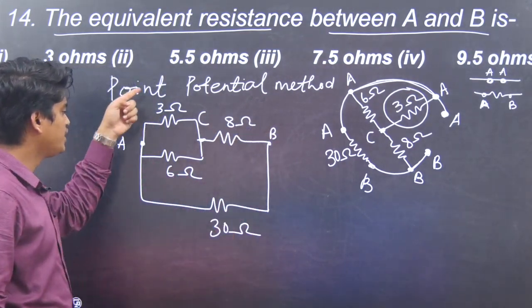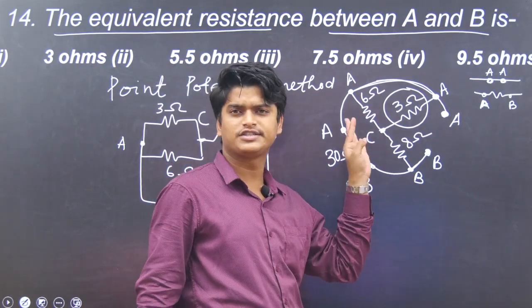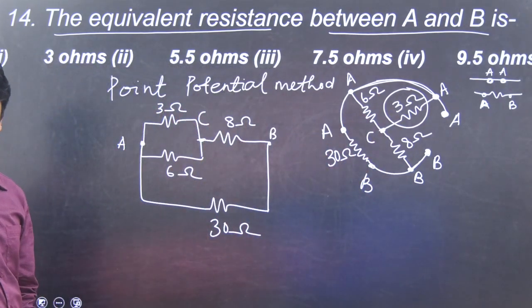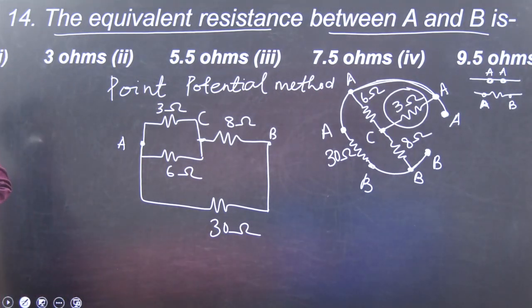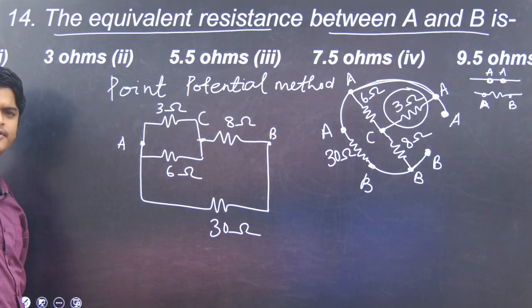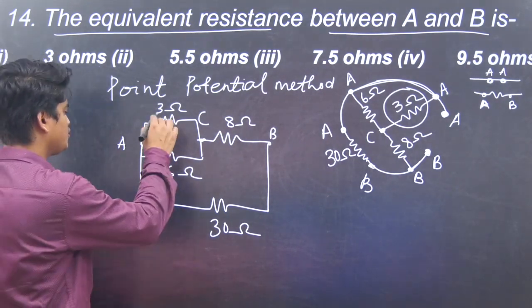So now 3 ohm, 6 ohm, 8 ohm, 30 ohm. That means 1, 2, 3, 4, 4 resistors in the picture. That same thing we simplify in this format. If we simplify in this format, then it is easy to calculate. You can understand these two.